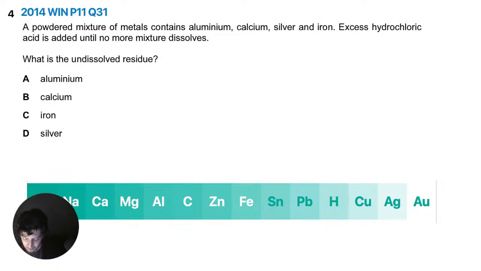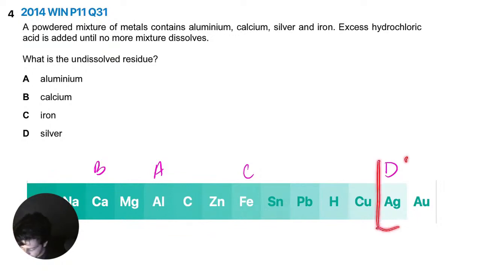A powdered mixture of metals contains aluminum, calcium, silver, and iron. Excess hydrochloric acid is added until no more mixture dissolves. What is the undissolved residue? So I have aluminum over here, then calcium, then iron, and D. Oh, that's not D. This is D. Ag is silver and Au is gold. D, obviously. ठीक है, that makes sense.